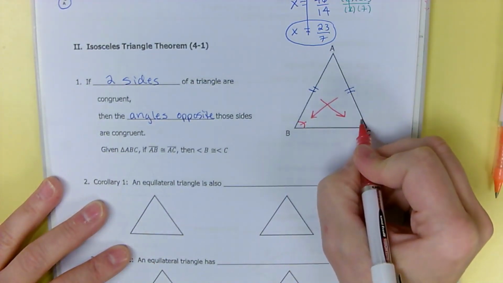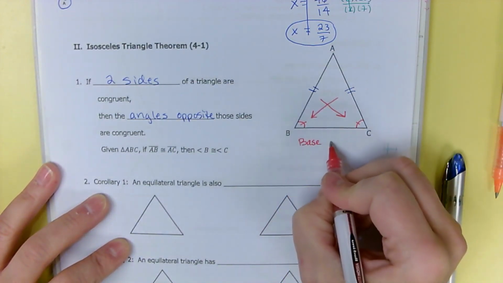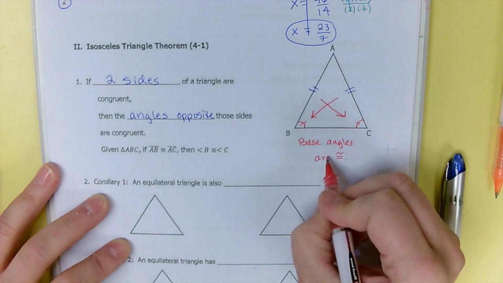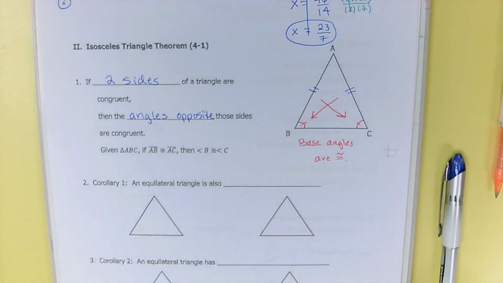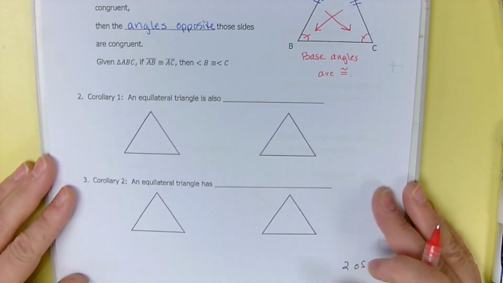And the theorem said the angles opposite the congruent sides are also the same. So angle B and angle C are the same. And base angles are congruent. That would be your explanation. Base angles are congruent. So if two angles are congruent, you get the sides. If the two sides are congruent, you get the angles. It goes both ways. It's a biconditional. All right, let's do the corollaries.